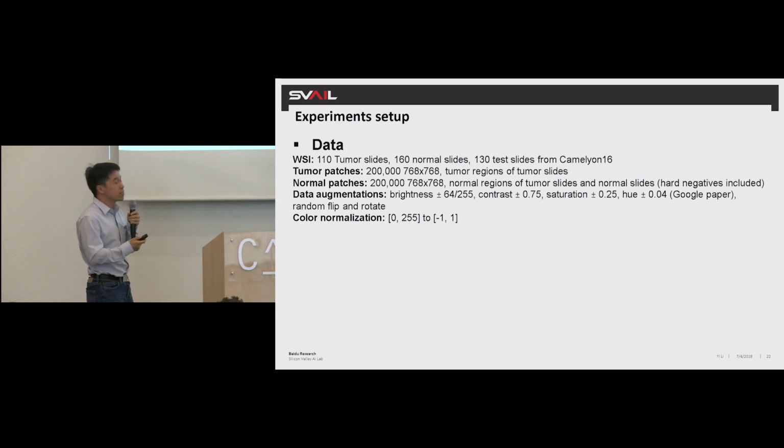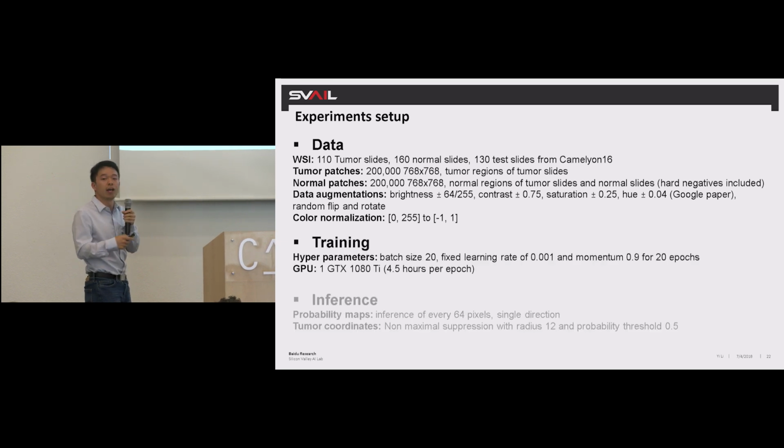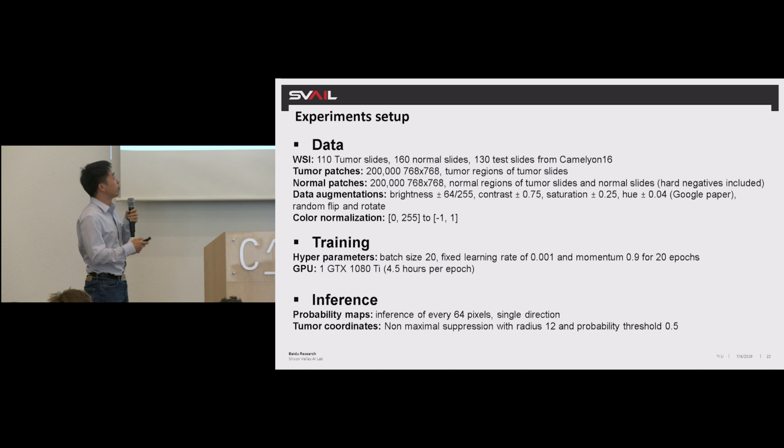So here is the standard experimental setup. I'm using the Camelyon16 data set. I'm not going to read through all the details. It's a pretty standard way of doing data augmentation and other stuff. But a minor detail I'd like to point out is that we just use a fixed learning rate to train 20 epochs. We don't schedule the learning rate.